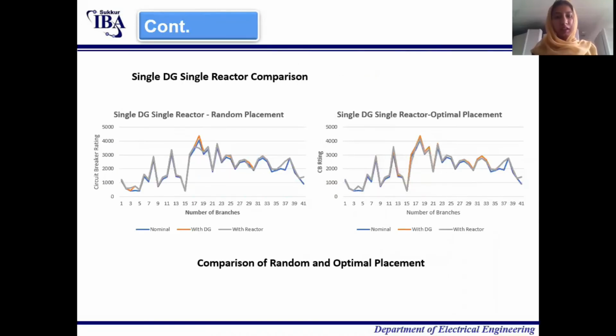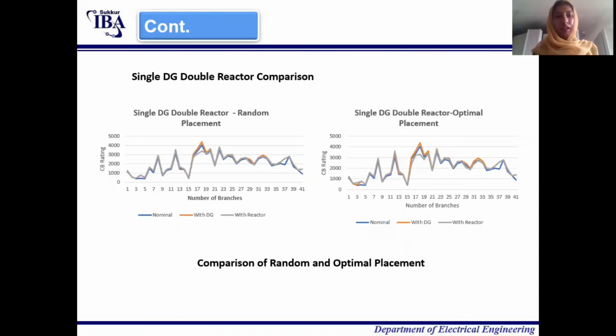We have now placed a single reactor to see its effect. This is the comparison of random placement and the optimal placement when a single reactor is added into the system. By adding a single reactor, the number of circuit breaker violations is reduced. Next, we have added the same single DG, but now we have added a double reactor so that we can minimize the number of circuit breaker violations.